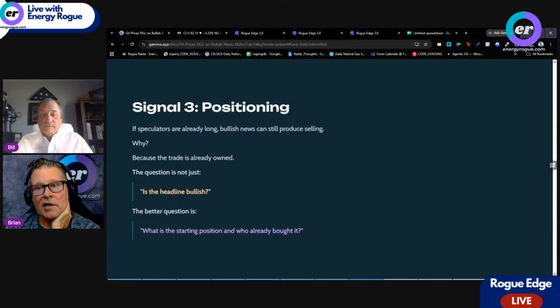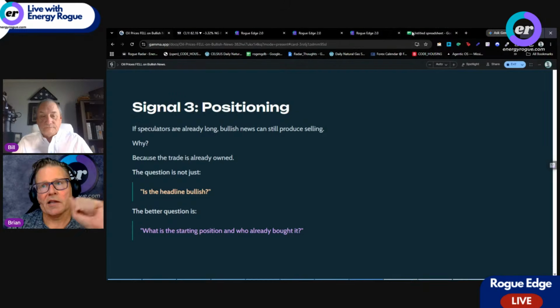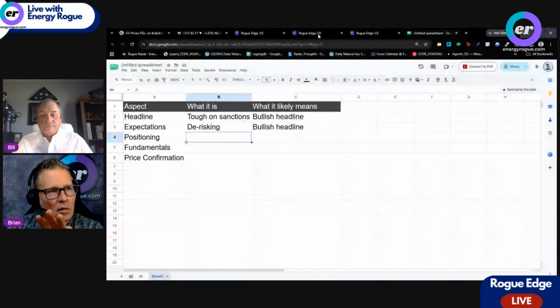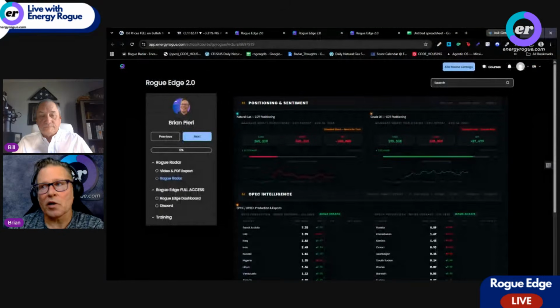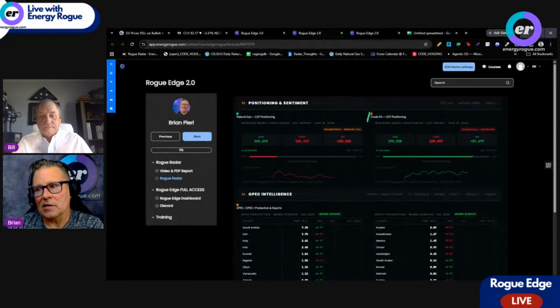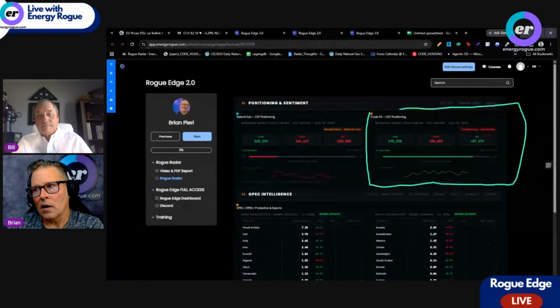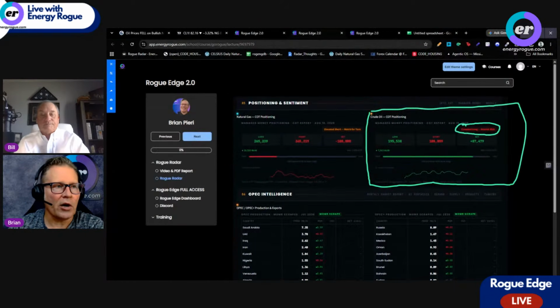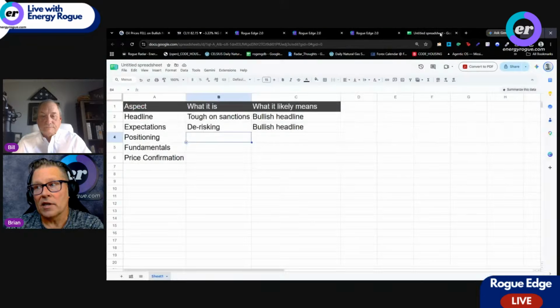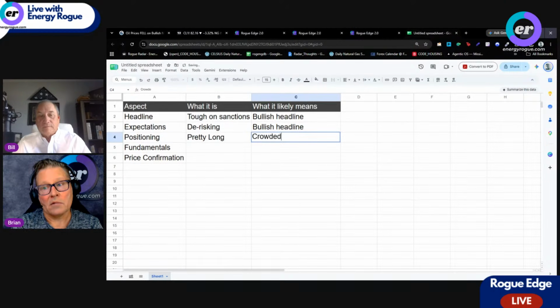But what we look at now on signal 3, which is the positioning. When Friday's commitment of traders dropped, we analyzed and assessed all of the financial trades that were out there on NYMEX, and we determined this was a crowded long, a bearish risk. This results in pretty long, and crowded equals bearish.